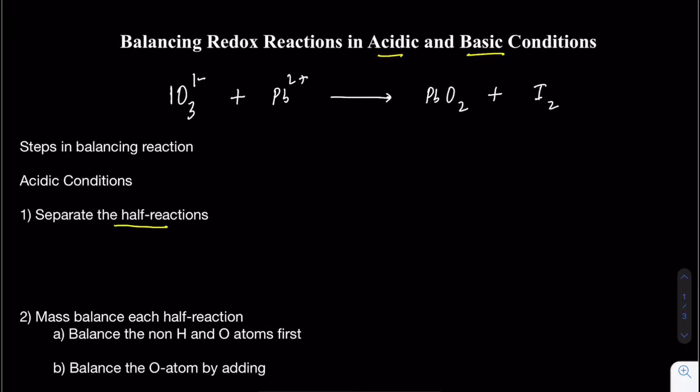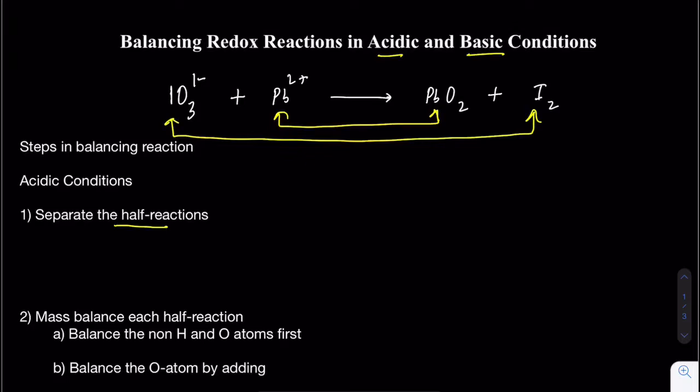When you're separating the half reactions, I'll separate the lead with the lead. That's your one half, and your other half is going to be the one with iodine. If you see an oxygen and a hydrogen in addition to two other elements, then ignore those. You're only focusing on the atoms that are not hydrogens or oxygens in the beginning.